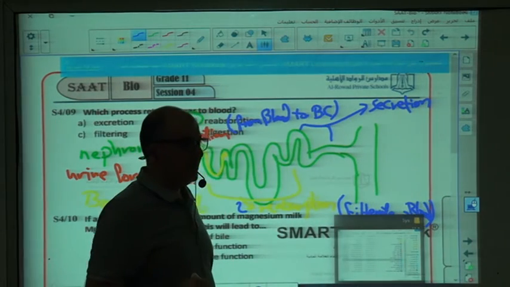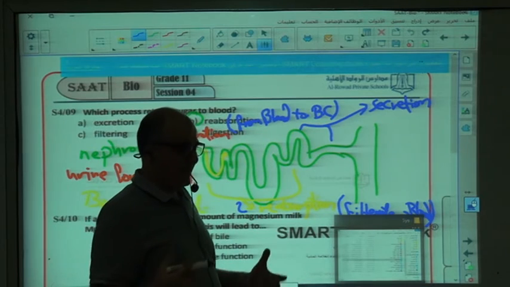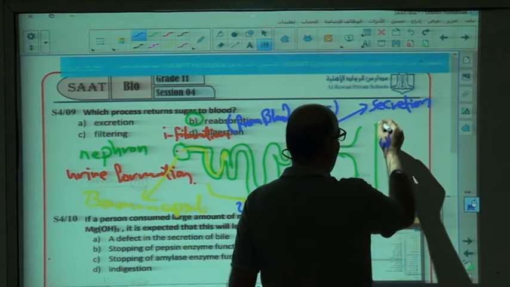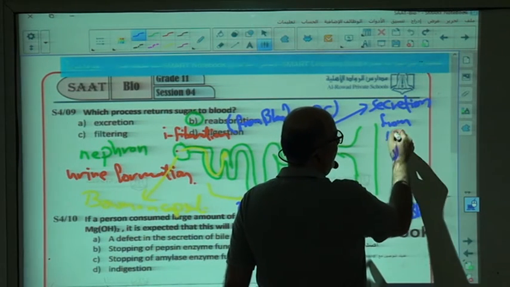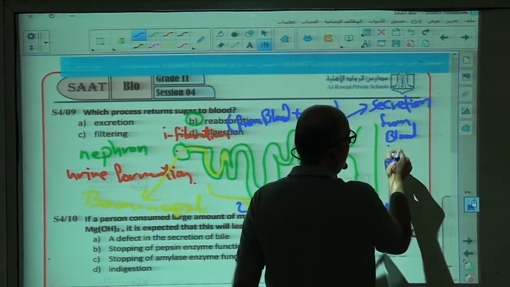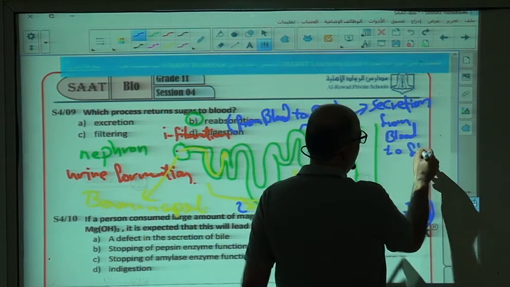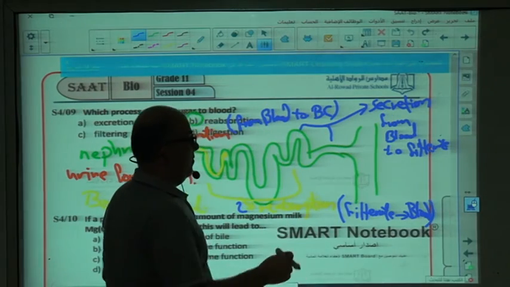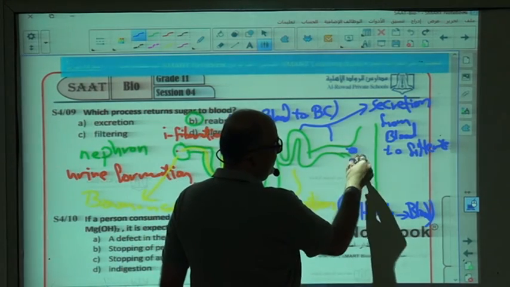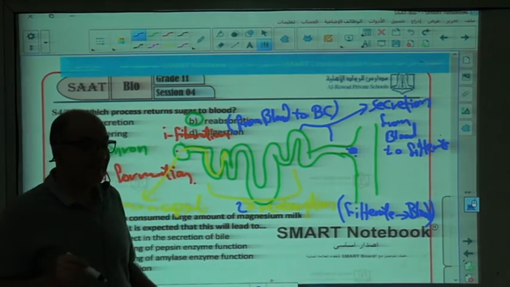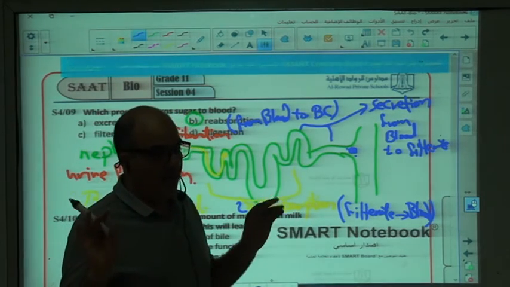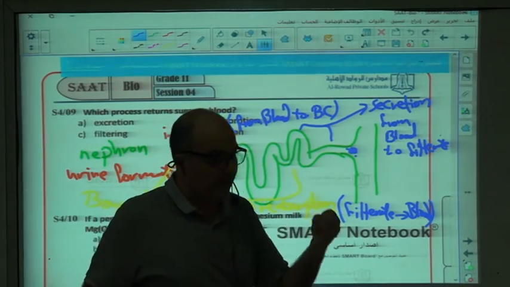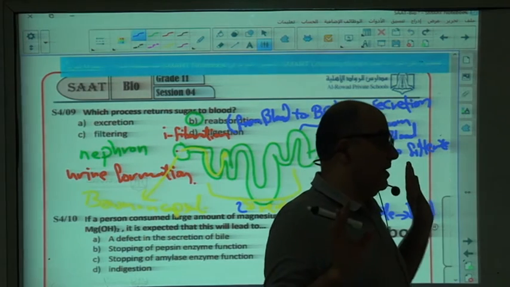Secretion, guys, occurs for the poisonous wastes like urea, creatinine, and other nitrogenous wastes, from blood to filtrate. Now, guys, when the filtrate reaches here, the collecting duct, what do we call it now? Urine. And urine consists of water, minerals, urea. Okay, guys?